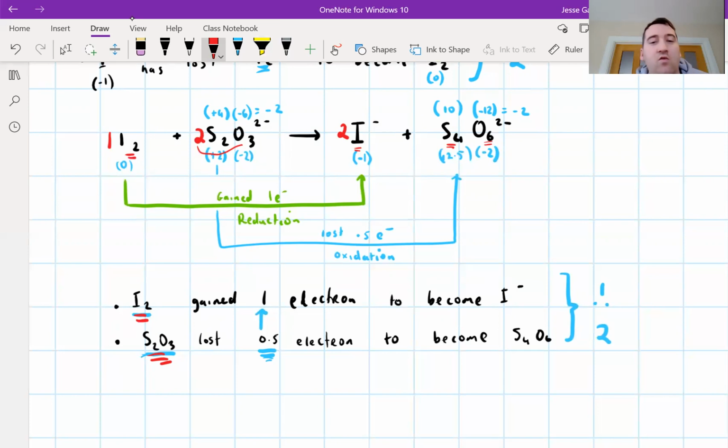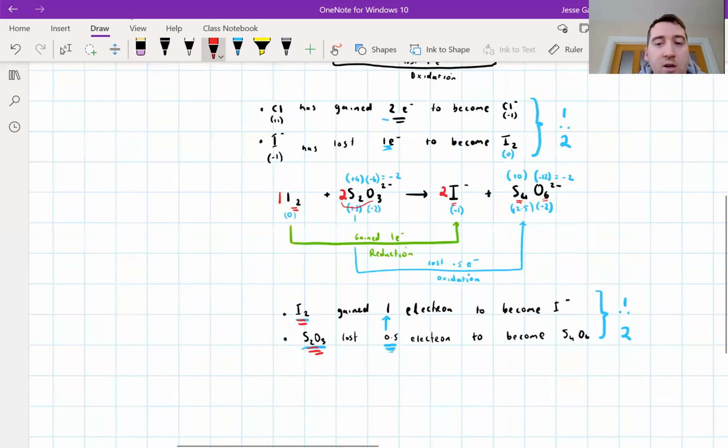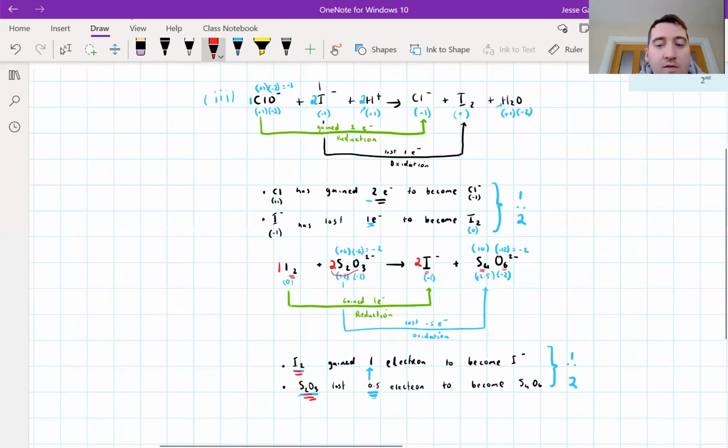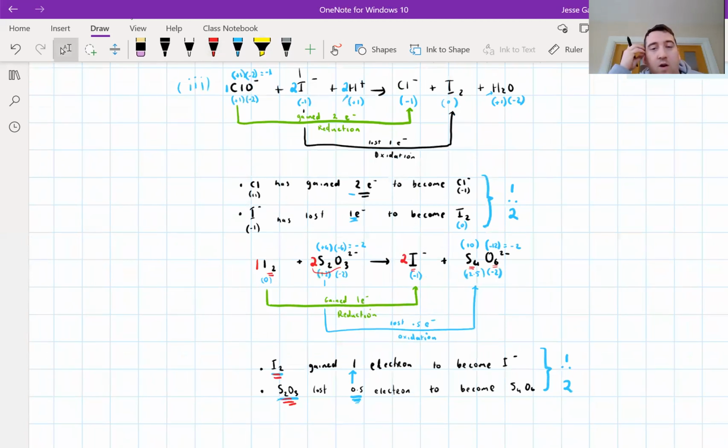Tricky little couple of equations to balance there, lads. But hopefully you followed it along. If you were able to do it by yourself, well done. It's a good job. And that's it, guys. We'll hopefully see a few more of these in the next few questions.